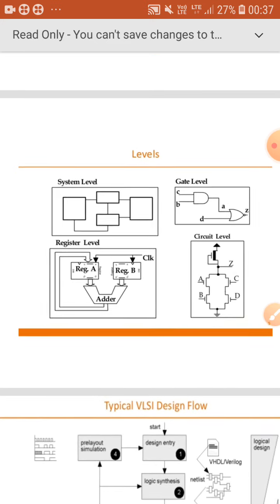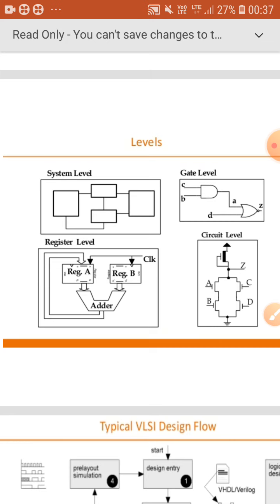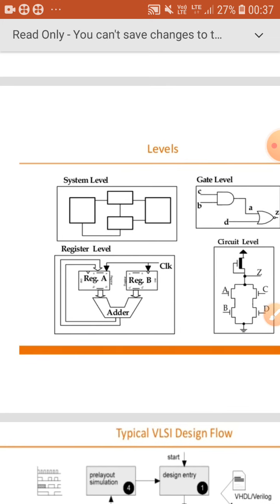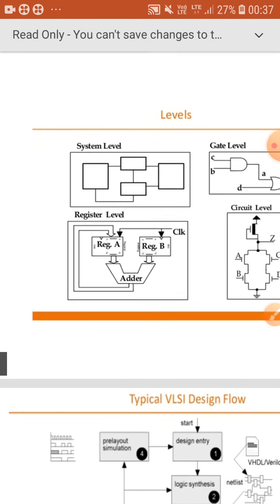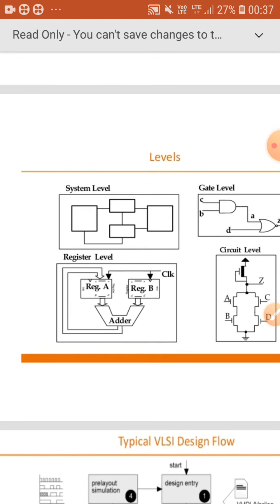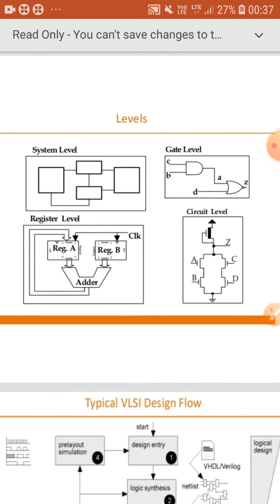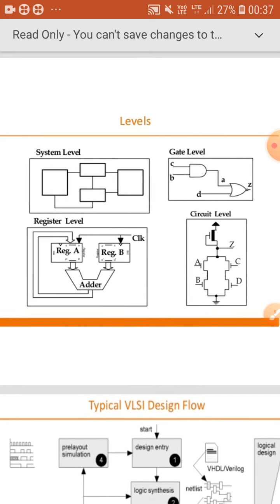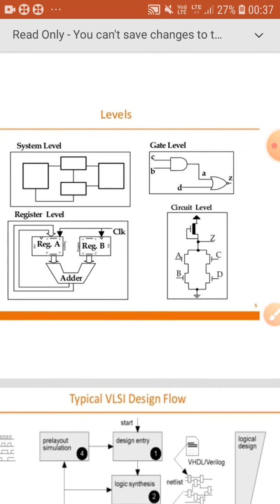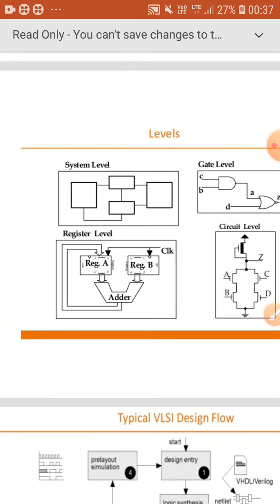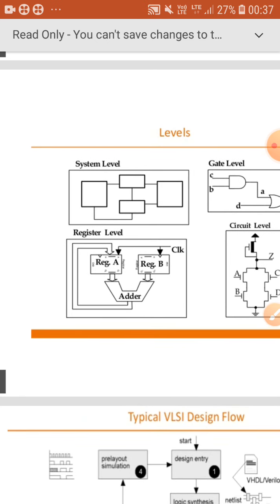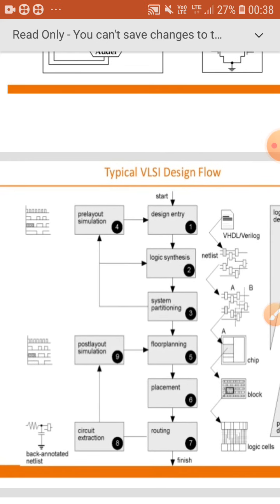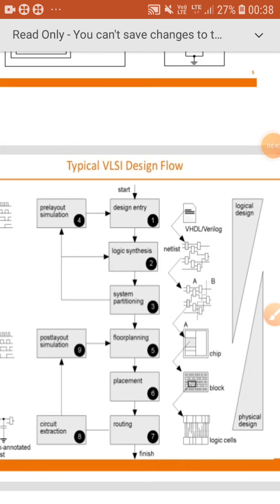In each domain we have different levels of abstraction. At the circuit level we have transistors, at the gate level we have gates, the next level is the RTL or register level, with some blocks like register A, register B, adder. Next is the system level, the final chip. The low level is the circuit level, the top level is the system level. At the circuit level we have transistors, at the gate level we have gates, at the register level we have registers, adders, etc. At the system level we have the final chip. Okay, thank you.